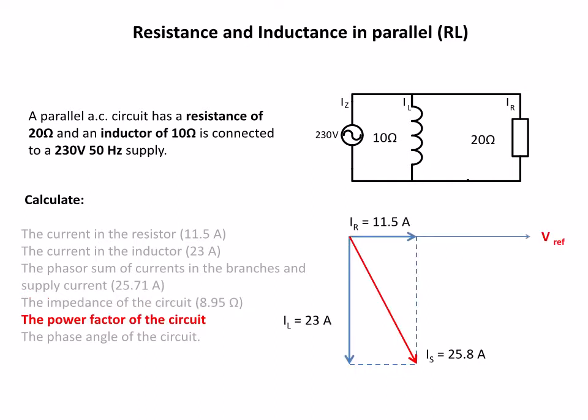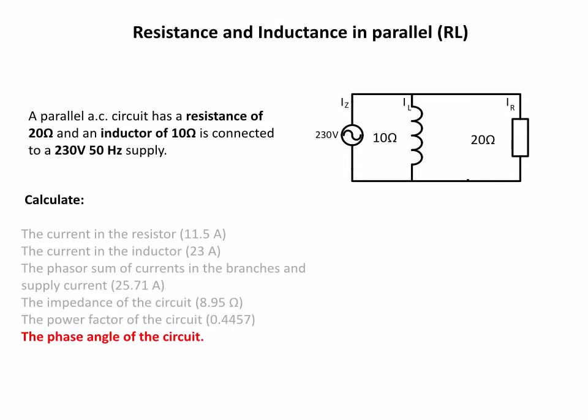The power factor of the circuit, now if we look at the phasor diagram, we've got a resistive current of 11.5 and we've got a supply current of 25.8. Our power factor in a parallel circuit is that resistive current divided by the supply current. So it's 11.5 divided by 25.8, which gives us 0.4457.